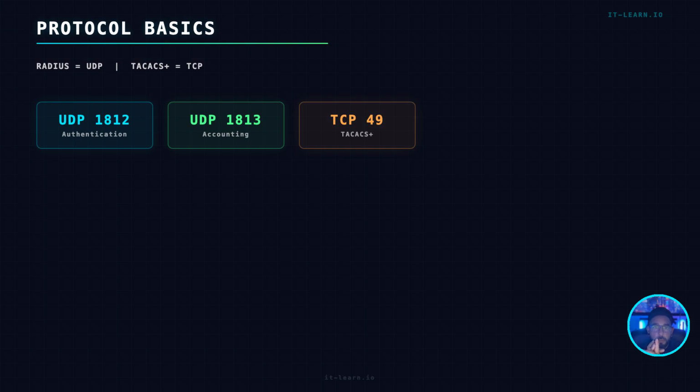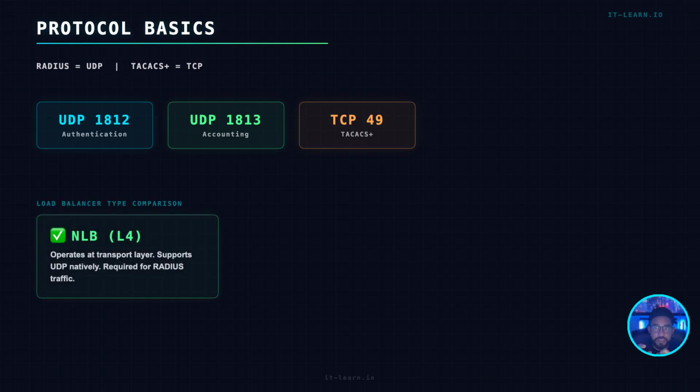Now, most of the cloud load balancers come in two flavors: application load balancers and network load balancers. Application load balancers don't process UDP at all, so right off the bat, those are out of the equation. You want a network load balancer, and you need to confirm explicitly that it supports UDP traffic.